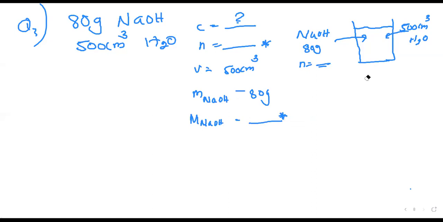I'm telling you the relative atomic mass of sodium is 23. The relative atomic mass of oxygen, you know it, that is 16. Hydrogen's relative atomic mass, you know it, that is 1. Okay, go for the calculation. First of all, you have to find the molar mass of sodium hydroxide, NaOH. Go for that very first.